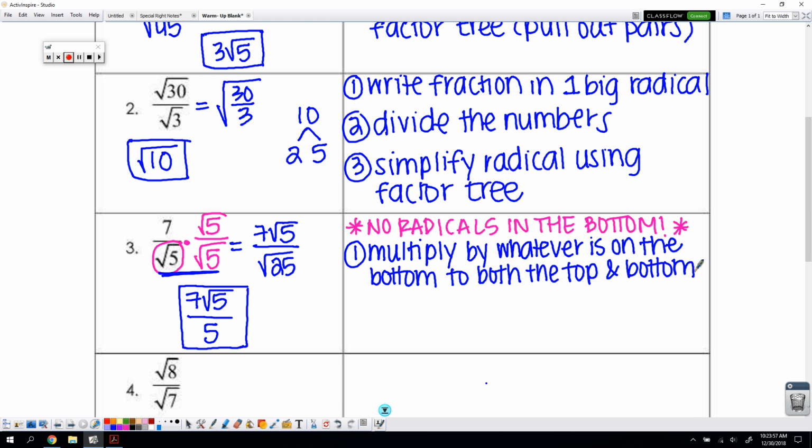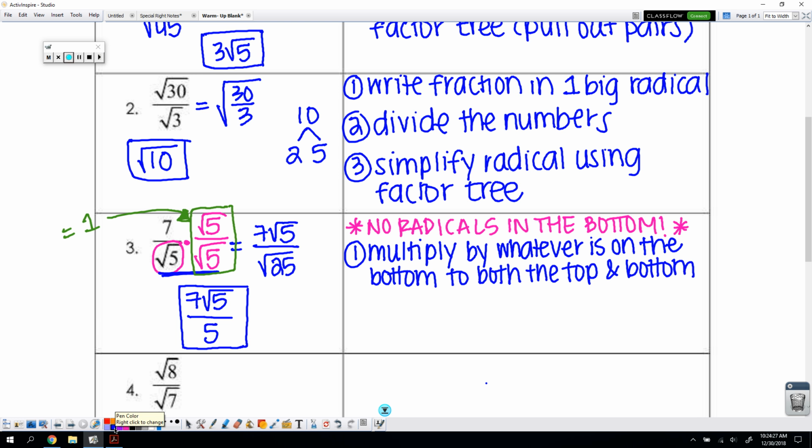And one of the most important reasons that we have to do this part right here, so you probably are thinking, Ms. Bean, why do we have to do it on the top and on the bottom when all we need to do is fix the bottom? So one thing that's important for us to recognize is that this part right here, any number over itself is just equal to 1. So because we multiplied by 1, we haven't actually changed the value of anything in this problem at all. This fraction is still exactly equivalent.